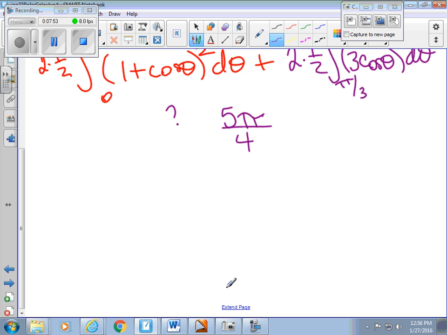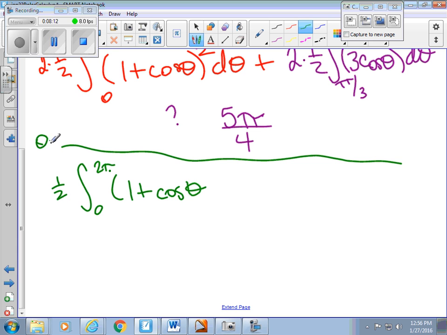Now there's 2 different ways to do it. The way I did it when I did the total area is I found the area of the cardioid. So 1/2 integral from 0 to 2 pi of (1 plus cosine theta) squared d theta. And that is the area of the entire cardioid.